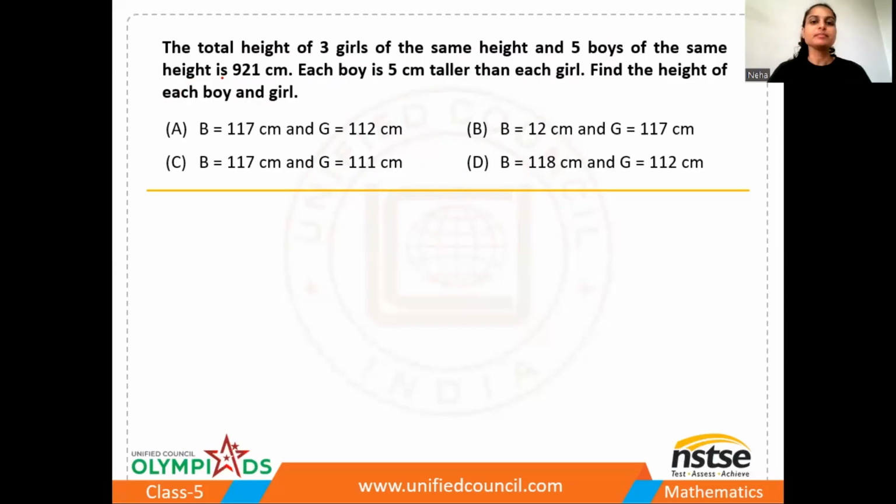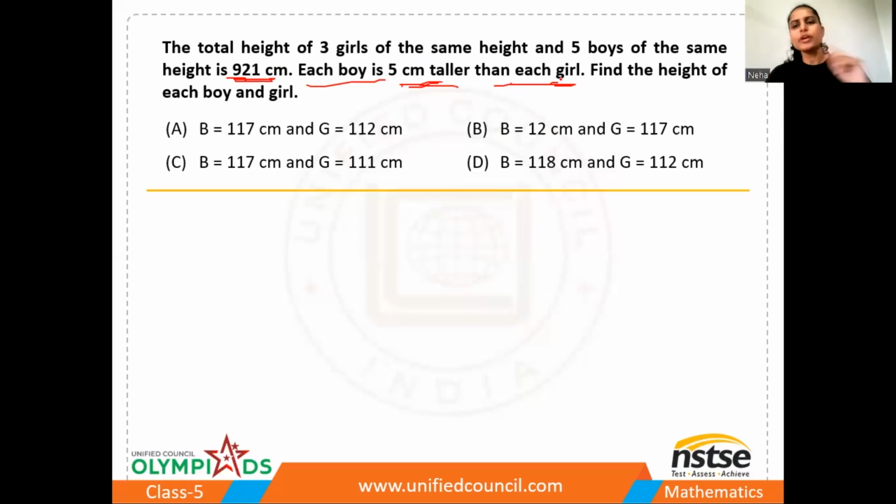All right. So just read the question very carefully and then start to solve it. The question is asking that the total height of three girls of the same height and three boys of the same height is 921 centimeters. So basically there are three girls and all three girls are of the same height. There are three boys and all three boys are of the same height, right? And the sum of height is 921. Clear? And it is also given in the question that each boy is 5 centimeters taller than each girl.